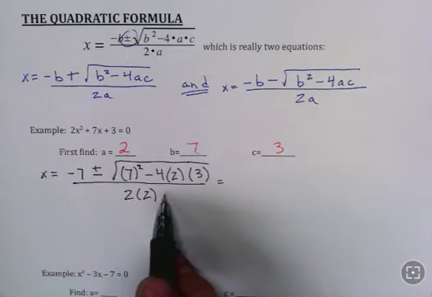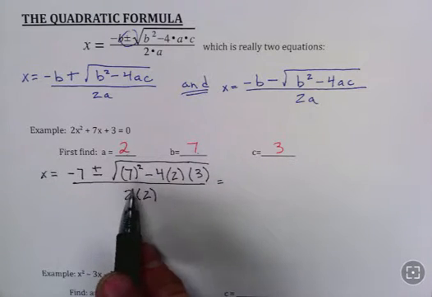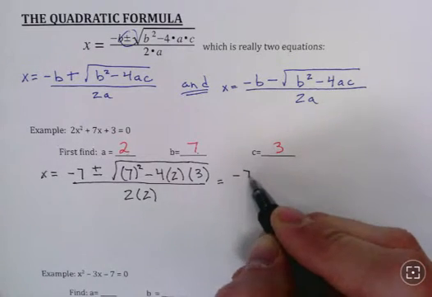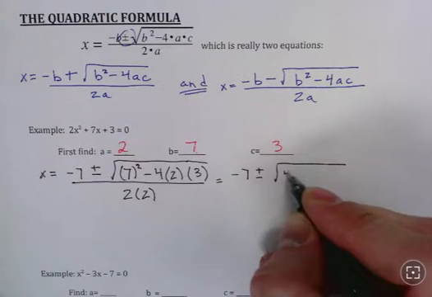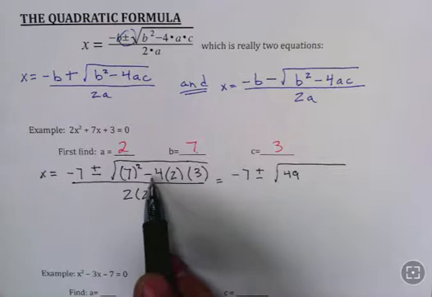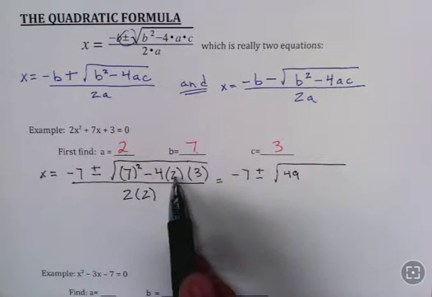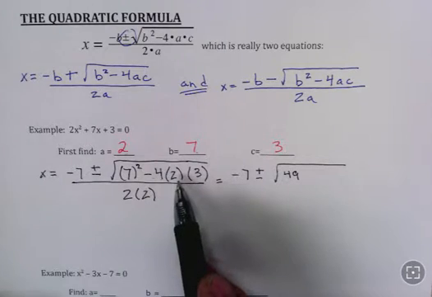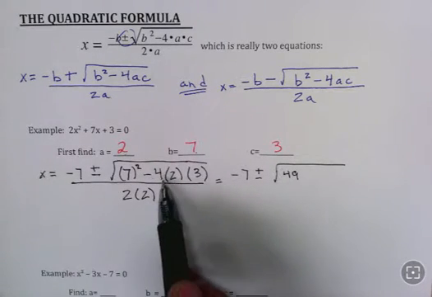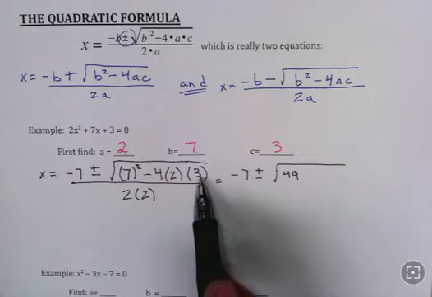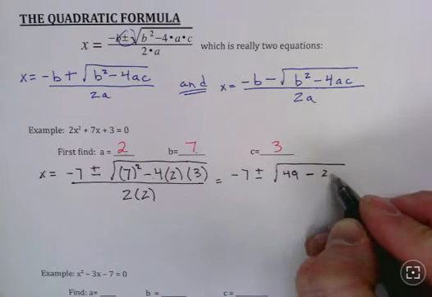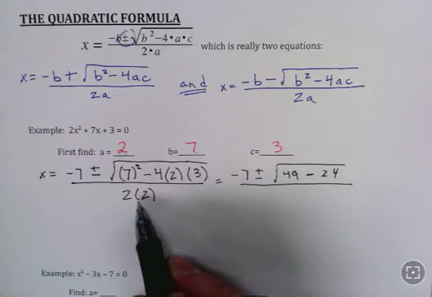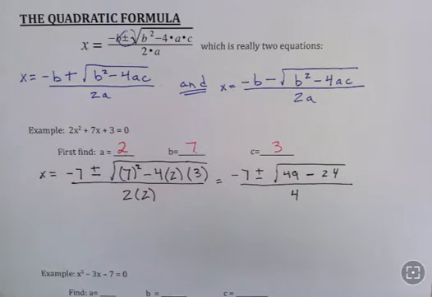You have to simplify this all the way down by using your order of operations. Most of your order of operations are going to be inside this square root right here. So opposite of 7 plus or minus the square root, and 7 squared is 49. And then you're going to do minus 4 times 2 times 3. Now you don't do the distributive property here because we're not adding or subtracting. So 4 times 2 is 8, and 8 times 3 is 24. So this is going to be minus, because of that negative sign, 24. And that's all over 2 times 2, which is 4.